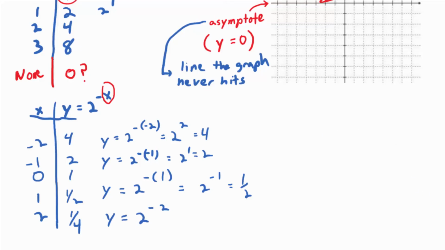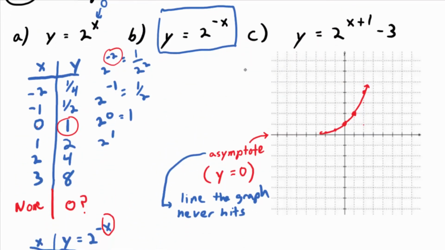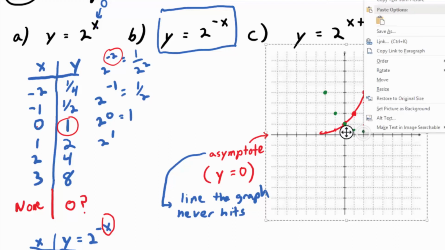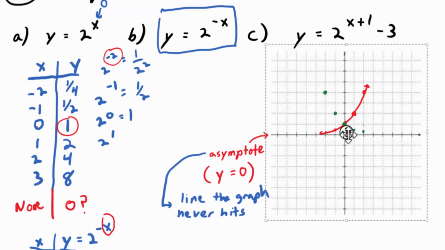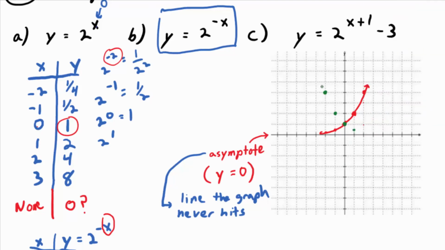Okay, so what does that mean? That means, I'll do this graph in green. That means we still go through 0, 1, right? But -1 goes up to 2. -1, 2 is on the graph, and -2, 4 is on the graph. And then at +1, we're at 1/2. At +2, we're at 1/4. So what does it look like? I'm going to draw a nice smooth curve. It's still not going to go through the x-axis for the same reasons as in part A.